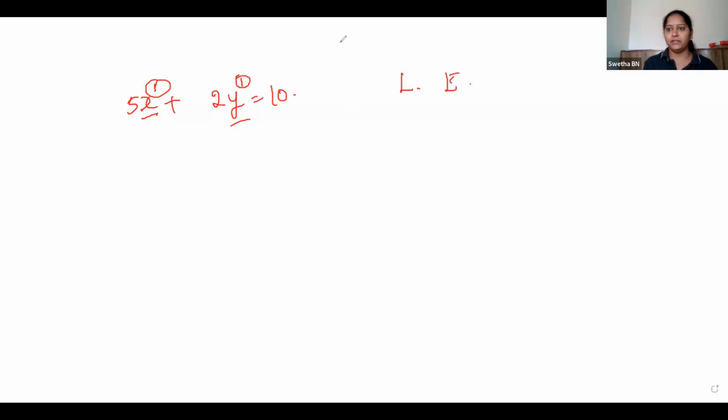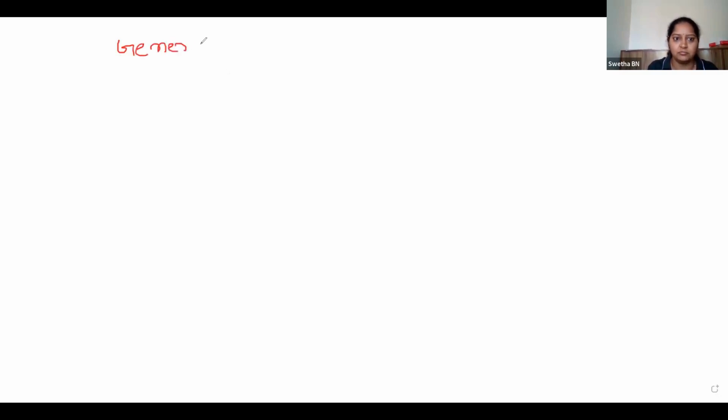Got it? And understood, Rihan? If you have any doubt, you should ask me, okay? Now an equation is said to be a linear equation if it has highest degree 1. See, what is the general form of a linear equation in 1 variable?